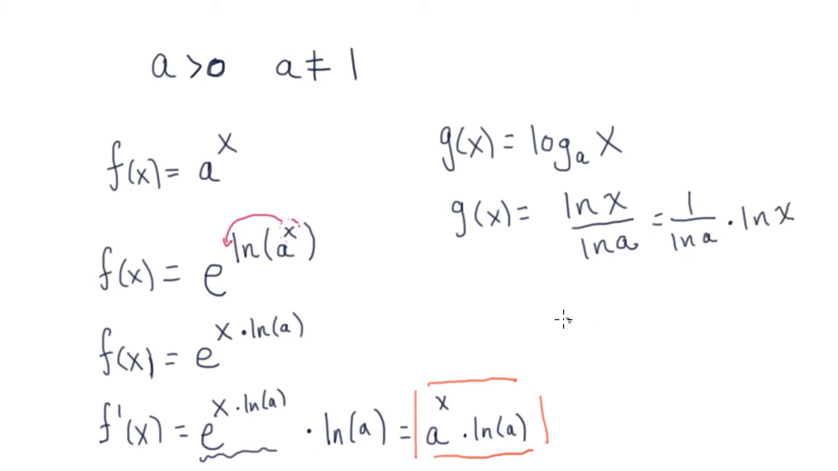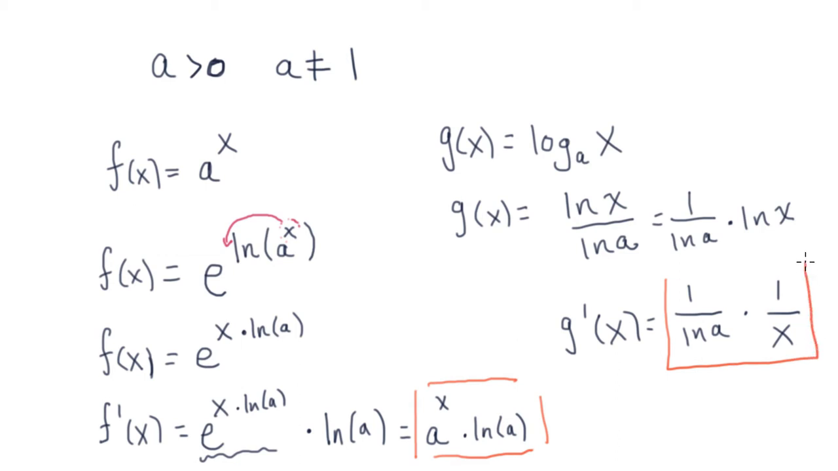But then we can just apply the constant multiple rule. So this is just 1 over natural log of a times the derivative of natural log of x, which is 1 over x. So if I take the derivative of a logarithmic function to base other than e, I still get basically 1 over x, but I also have this factor of 1 over natural log of the base. So that's kind of the generalization of the derivatives of exponential functions and logarithmic functions.